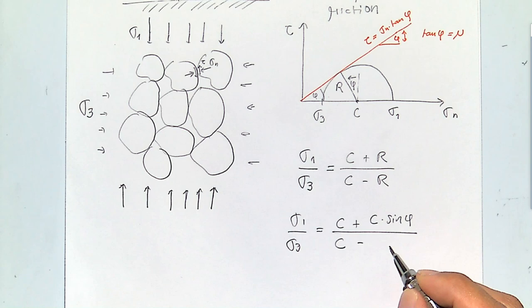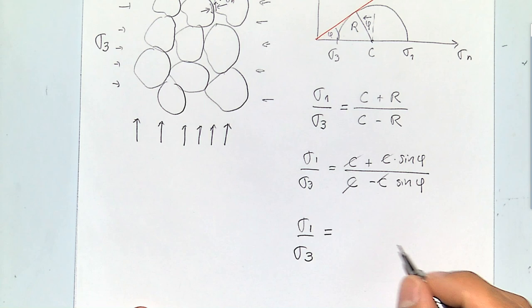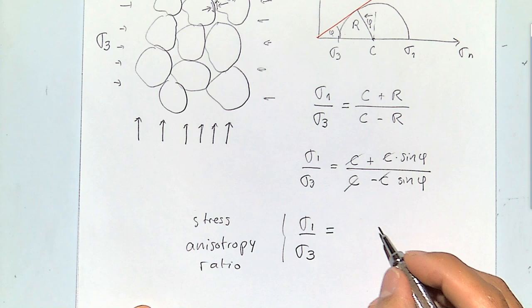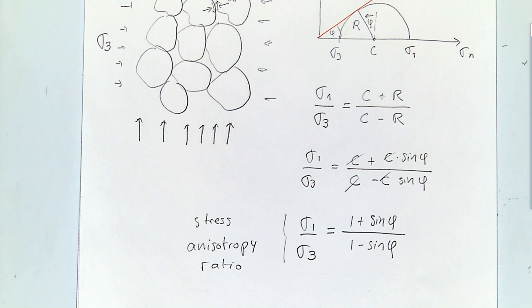And since C is the same, I get that this value, which is called stress anisotropy ratio, is equal to 1 plus sine of friction angle divided by 1 minus sine of friction angle. That's the maximum stress that I can get in these conditions.